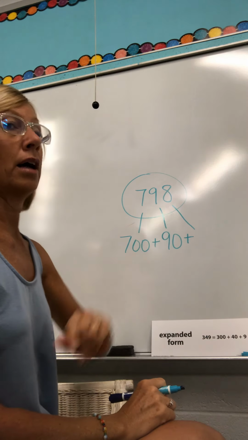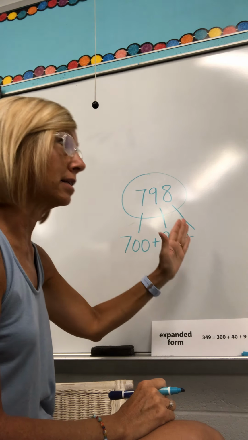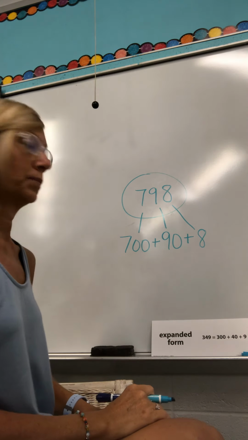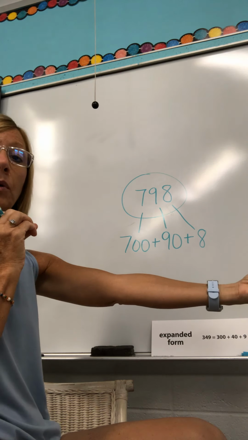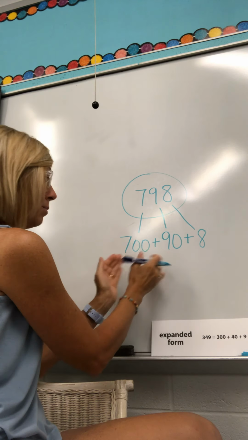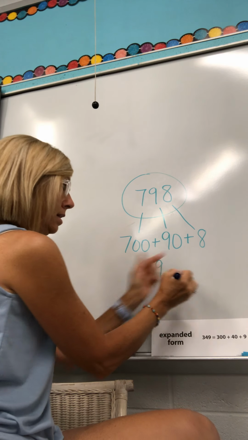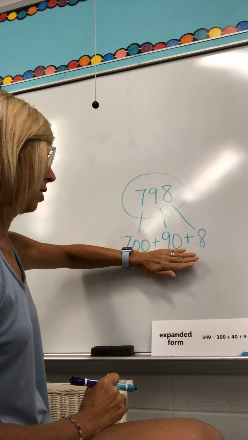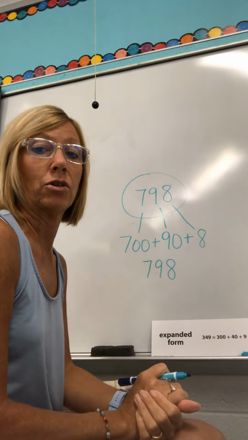And the 8 is in the ones column. Let me say that number one more time. 798. That 8 is worth 8. It's in the ones column. So that is called expanded form. You're going to pull apart your numbers, and then you can pull them back together. And if I added these numbers together, 798. So if you were given the expanded form, you can easily add those numbers and put them back together into the standard form.